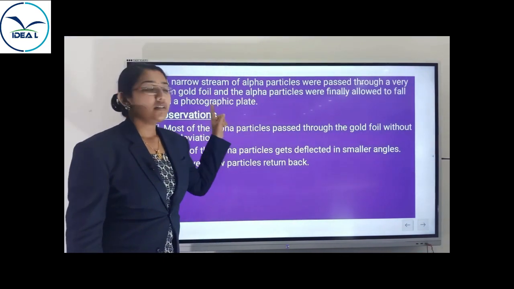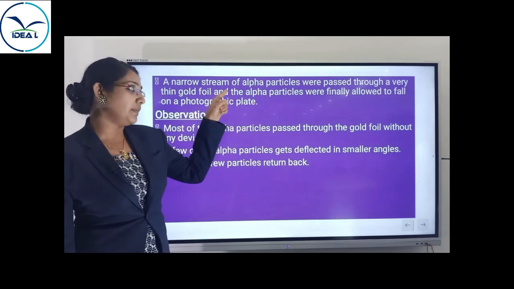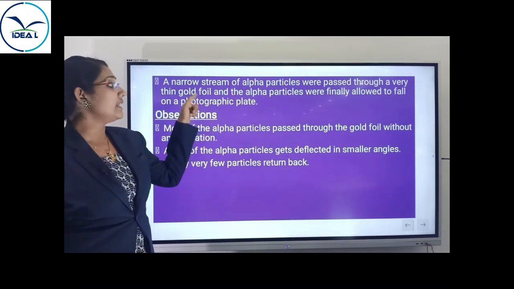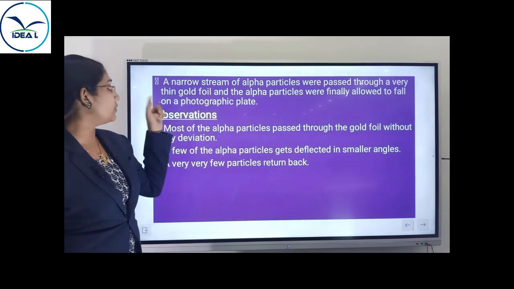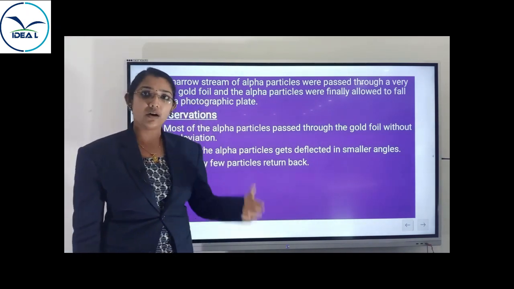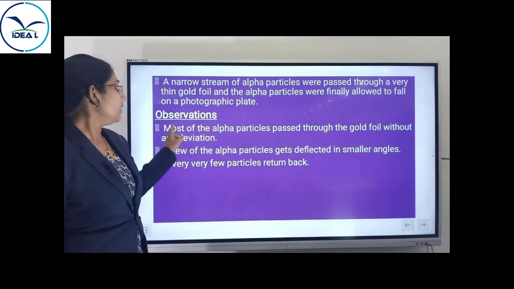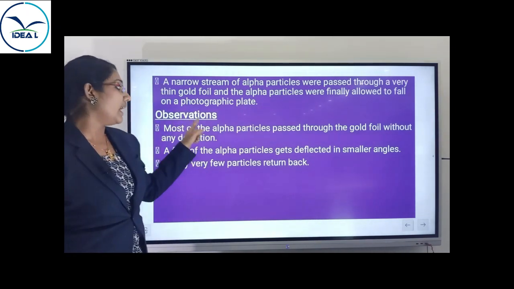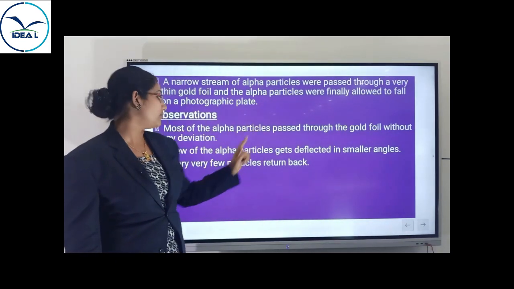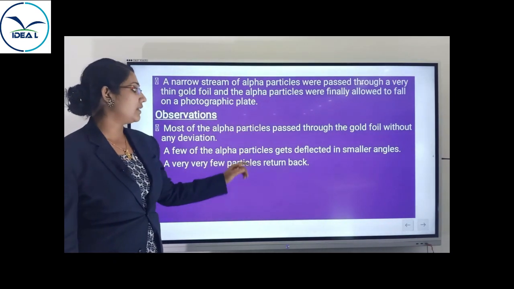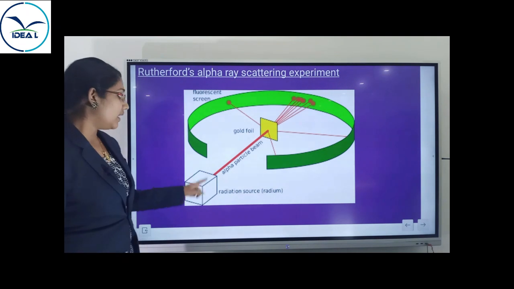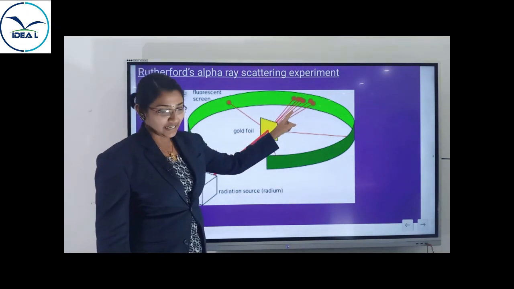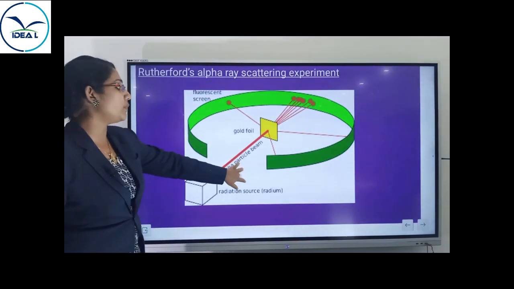So a narrow stream of alpha particles was passed through a very thin gold foil, and the alpha particles were finally allowed to fall on a photographic plate or fluorescent screen. So here he reached the observation that most of the alpha particles passed through the gold foil without any deviation. You can see in this figure, most of the alpha particles passed through the gold foil without any deviation. And what is the next postulate?